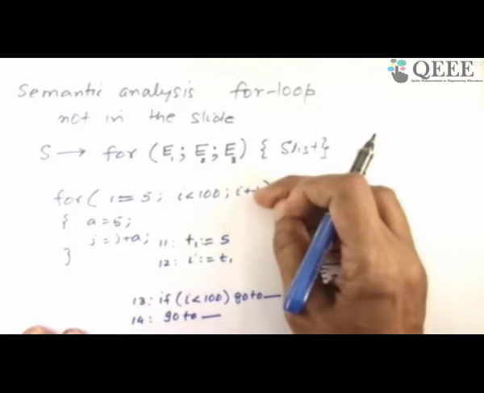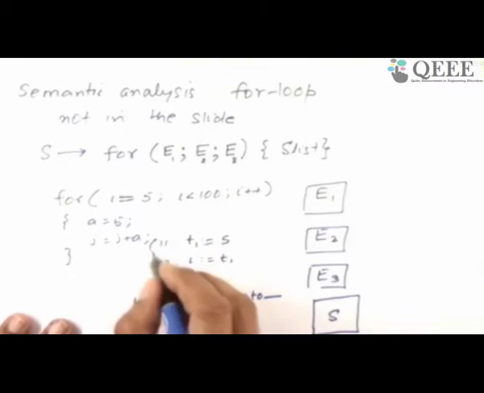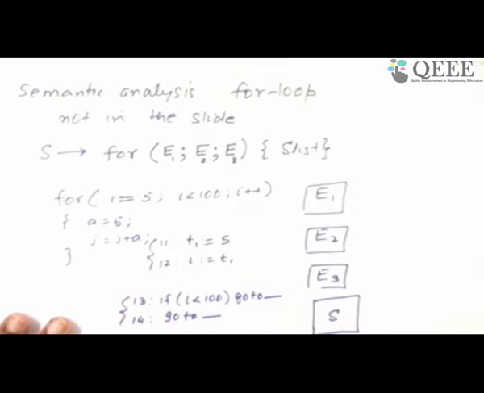Then I get E3. My E3 code could be T. I've used only T1, so let me use T2. T2 is assigned I plus 1, and 16, I is assigned the value of T2. So I've also generated the code for E3. These are the separate codes: code for E1, code for E2, code for E3.